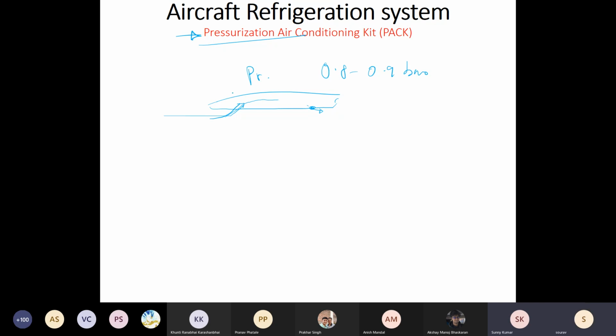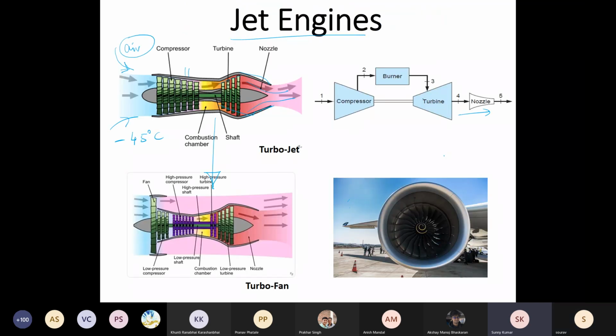But then the question is, if the outside is at minus 45 degrees, why do we need cooling at all? What is the source of heat in your plane? Combustion of gases. Combustion of gases is happening in the engine. It is not happening in the cabin. And have you seen the engine in thermal contact with the cabin? It is on the wings. And if there was thermal contact between the cabin and the engine, we couldn't have survived.